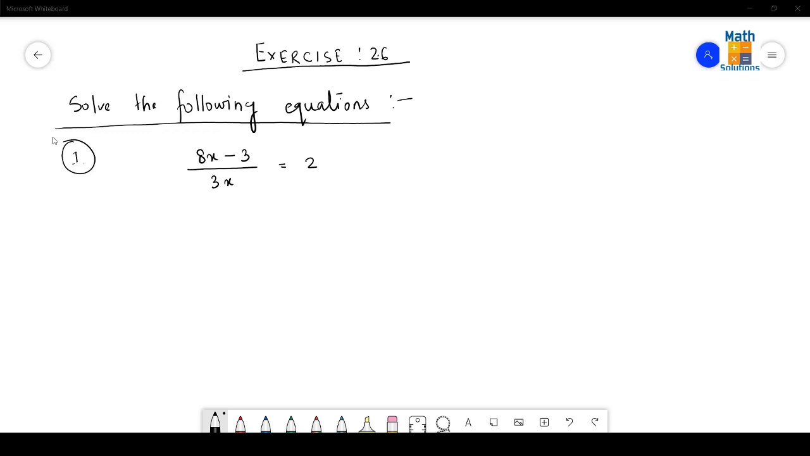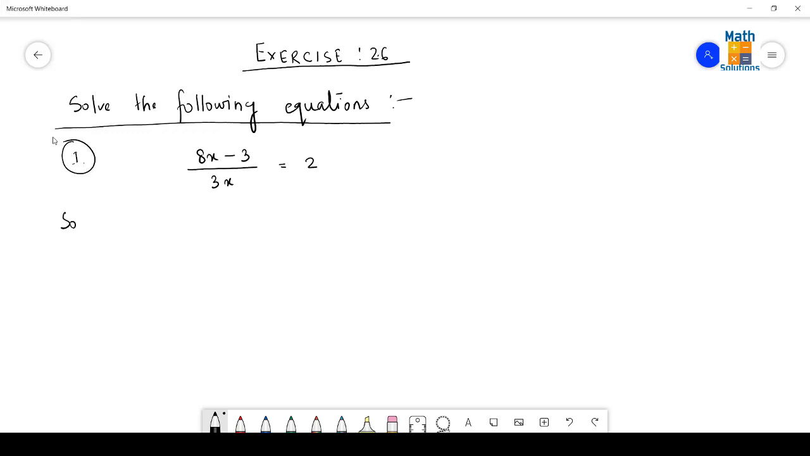Now in this case, in the solution part, what do I have to do? Whenever we get this kind of expressions, we have to perform cross multiplication. Means this fraction will have to be reduced to linear form. In what way? Let's write it. Given equation is (8x minus 3) divided by 3x is equal to 2.